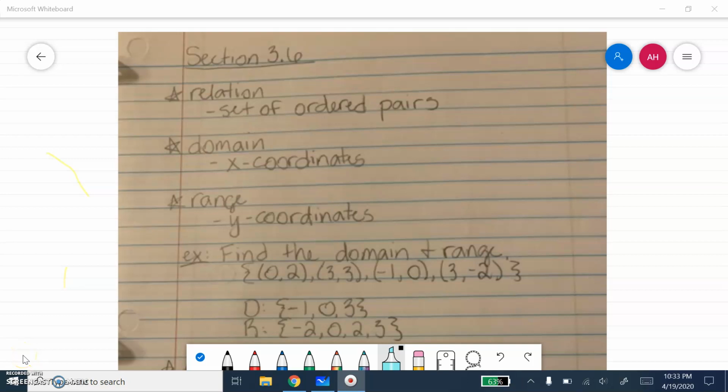Hey guys, I just wanted to run through a little bit of section 3.6. So, a little bit of vocabulary. First, we have what's called a relation. That's just a set of ordered pairs or a point. Then we have two very important words, domain and range. Domain is your x coordinates and range is the y coordinates.